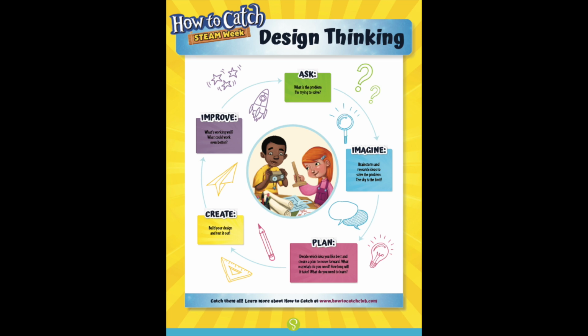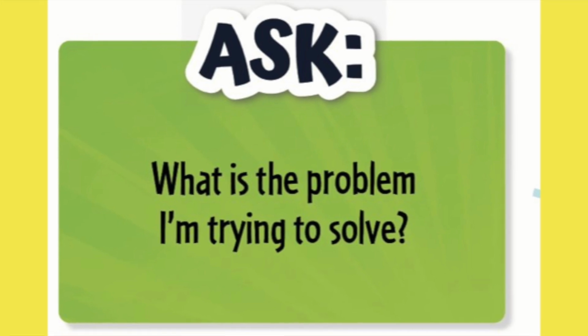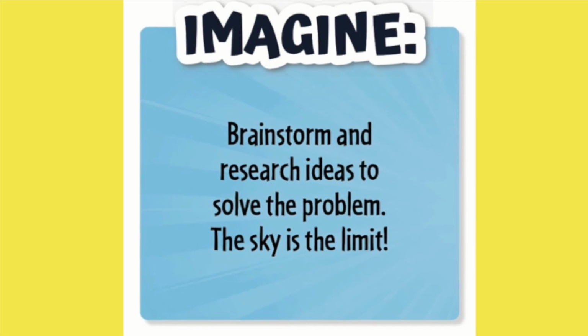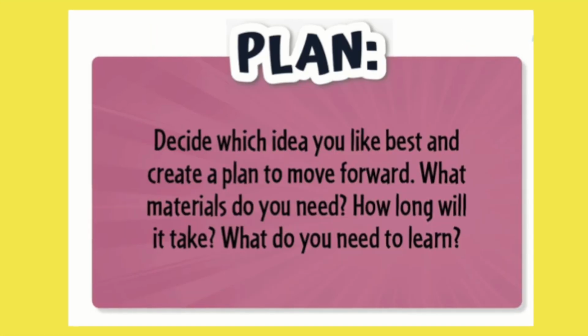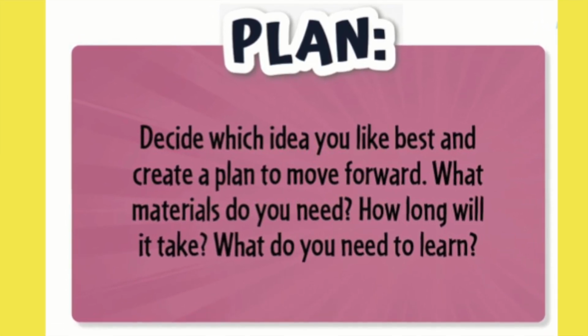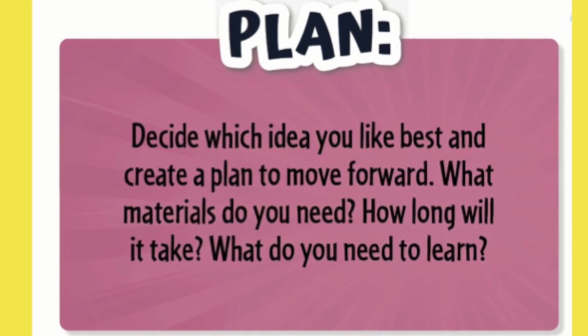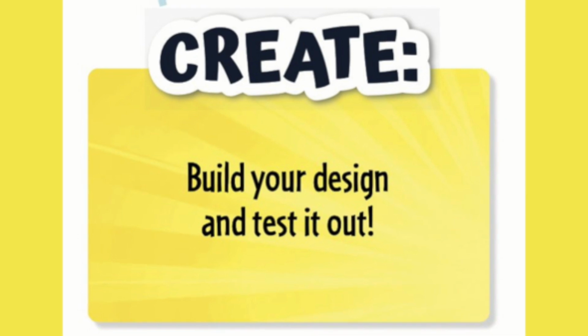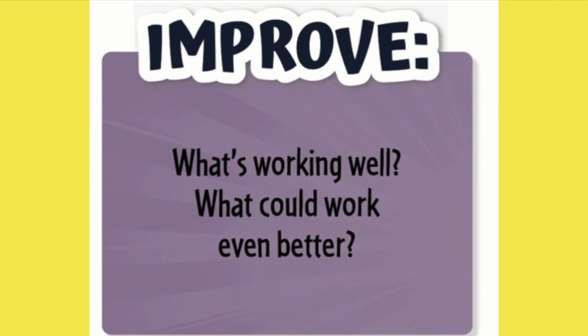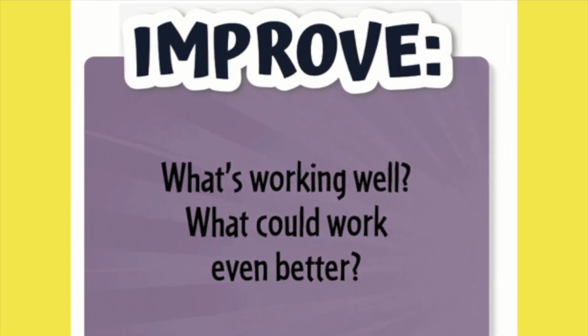Design thinking is a process that you can use when creating or building something new. There are a few steps when you are doing design thinking that you can do. They are: ask, what is the problem I'm trying to solve? The next step is imagine, to brainstorm and research ideas. Plan, decide which ideas you like best and create a plan to move forward. What materials will you need, and draw out the steps that you might need to take. Once you have your plan, you get to create, build your design, and try it out. When you're trying it out, there might be some things you need to improve. Decide what's working and what could work better.